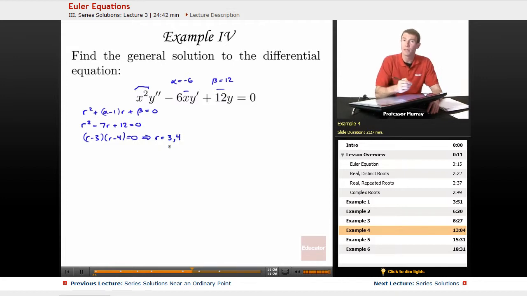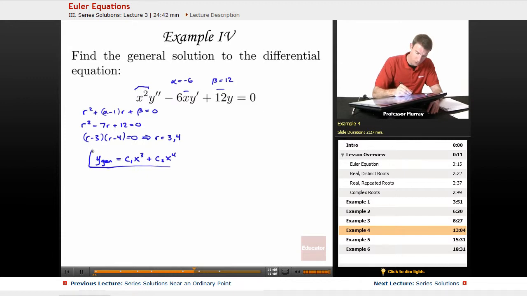So two distinct real roots. That's kind of the easiest situation for an Euler equation. Right away, I can write down my general solution. It's just c1 x to the 3 from that first root plus c2 x to the 4th from that second root. And just like that, we're done with that one.